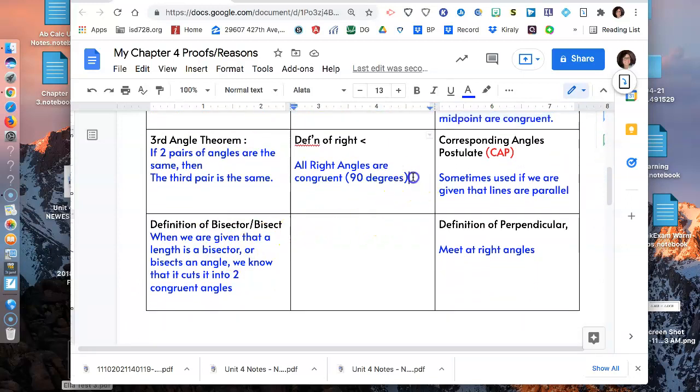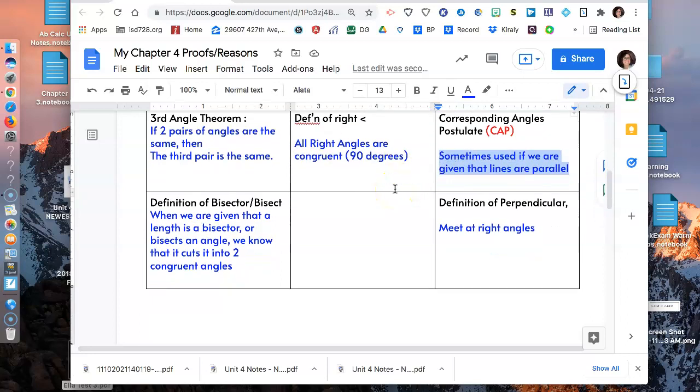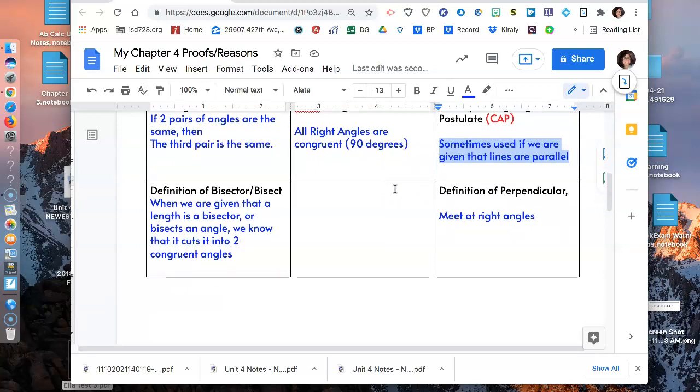At the beginning of the hour today, we did a proof from yesterday's homework where we used the fact that all right angles are congruent. Corresponding angles we haven't used yet, but it kind of is a tool sometimes if you're given lines are parallel. It hasn't popped up yet, so when it does, we'll discuss it.